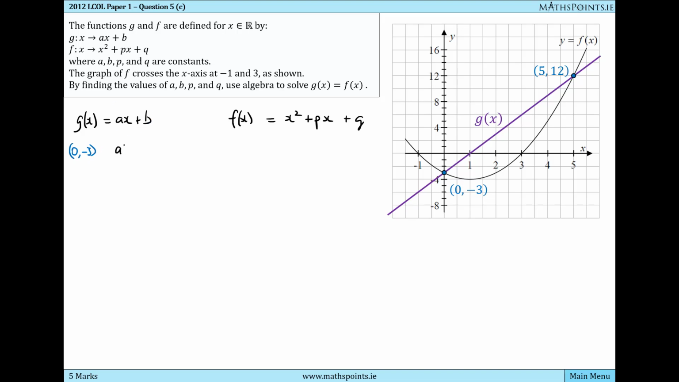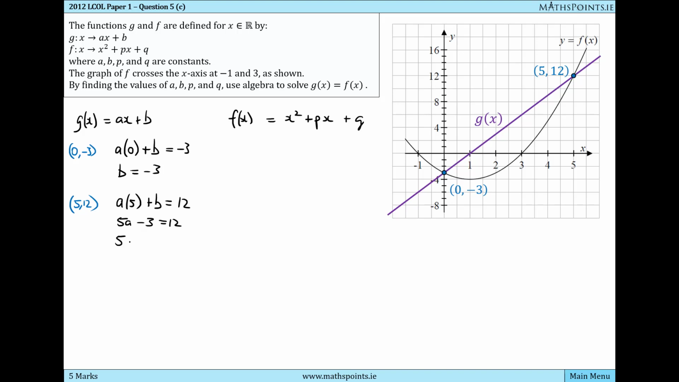So this gives us that a times 0 plus b is equal to minus 3. Well, a times 0 is 0, so we have b is equal to minus 3. If we take the second point on the line, 5, 12, so we sub in for x equals 5 and let the whole thing equal 12. So a times 5 plus b is equal to 12. So a times 5 is 5a. We know that b is minus 3 from the earlier part, and this is equal to 12.